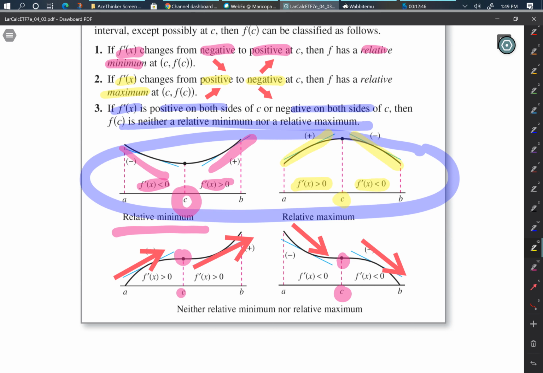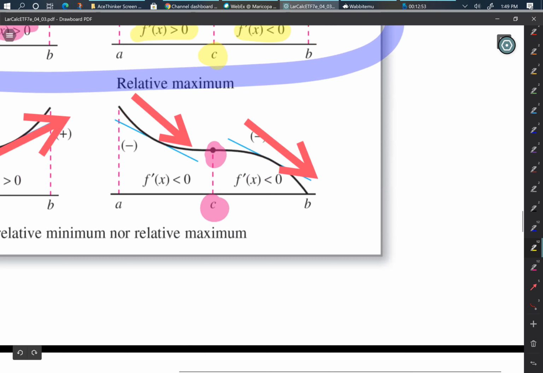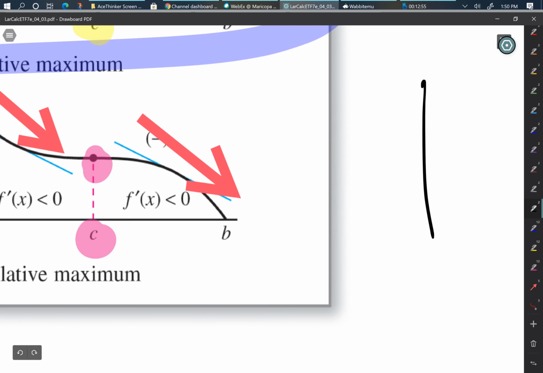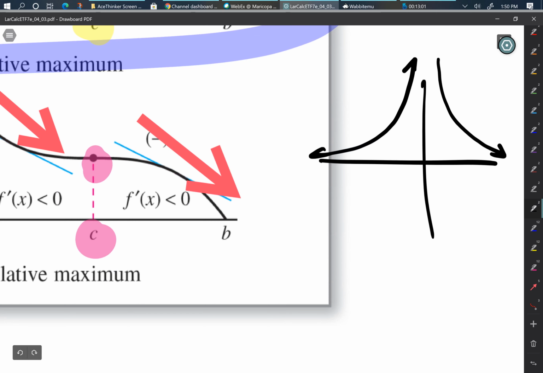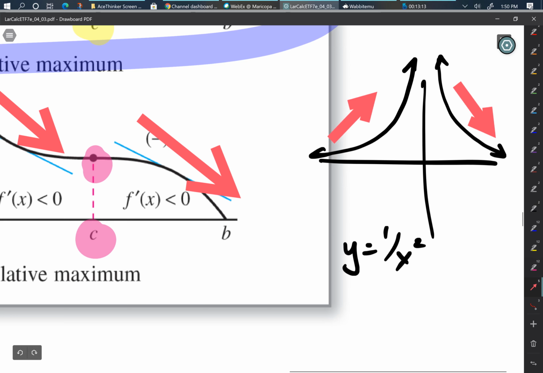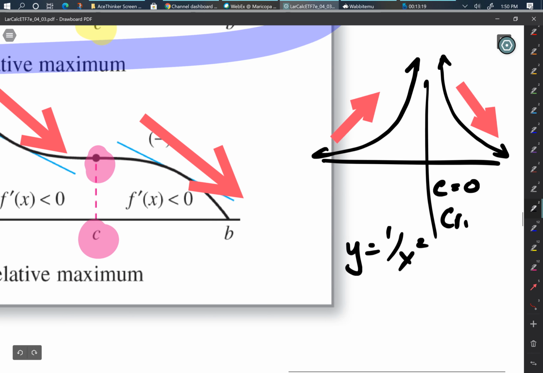Be careful though, because it is very, very easy to get a problem wrong. And I want to just make a little sketch over here to the side to show you what I'm talking about. If this was my original function, y equals 1 over x squared. Over here on the left, it's an increasing function. Over here on the right, it's a decreasing function. And c equals 0 is a critical number, but it is neither a maximum nor is it a minimum because it is not on the graph.